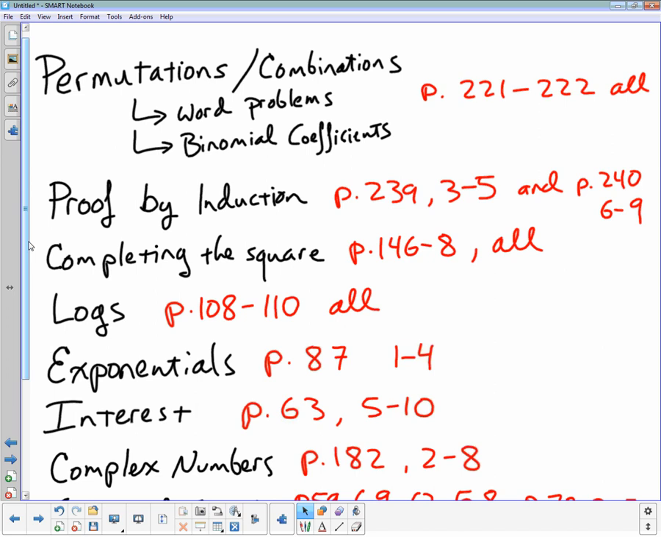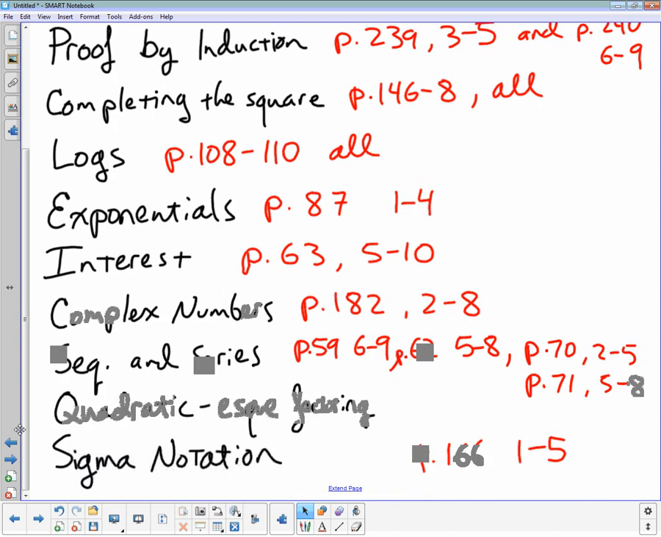Okay, the quadratic-esque factoring. Wait, I didn't give a page number on that? Oops, sorry. That was page 86, my fault.